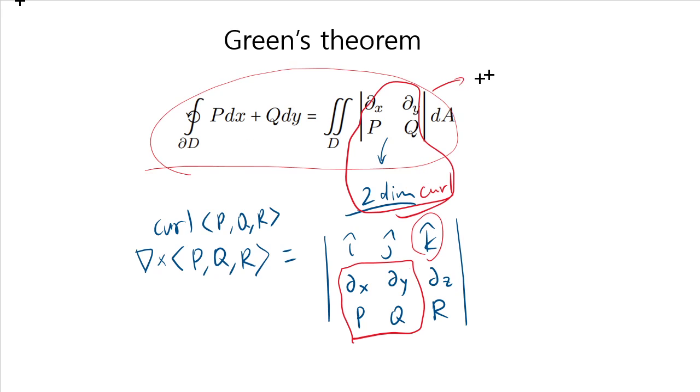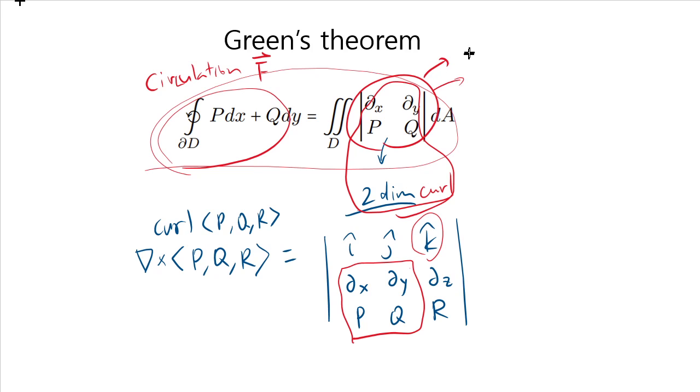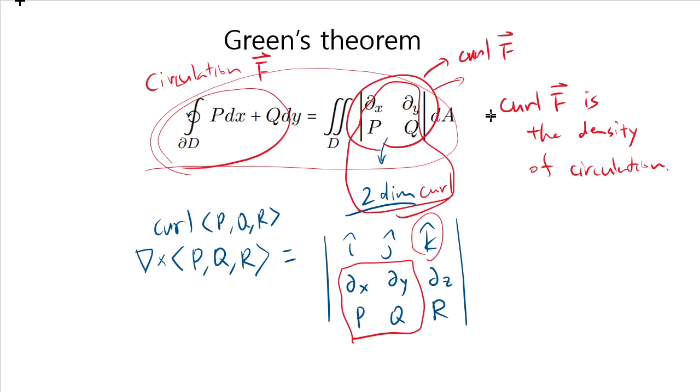that the left side is what we call the circulation of a vector field F, where F is P, Q, and this one here is the curl of F, and this equation, Green's theorem, is really saying that the curl of F is the density of circulation. This is explained in another video, so if you're interested in why this is true, please look at that one.